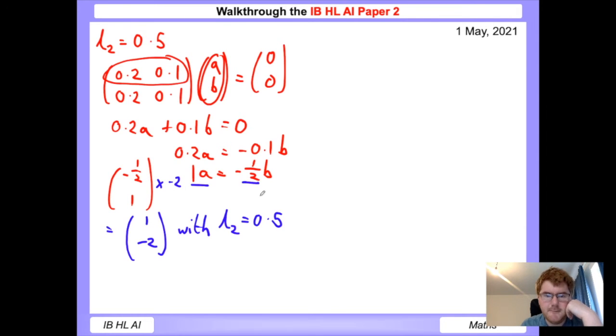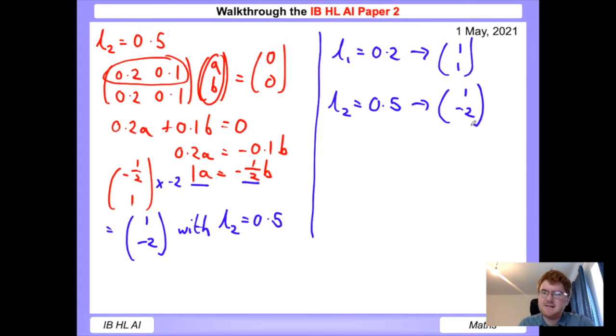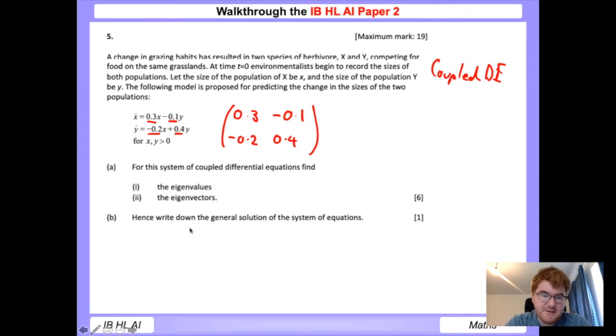So if I write the full answers here, lambda 1 was equal to 0.2. This is associated with 1, 1. Lambda 2 is associated with 0.5. And then we have 1, minus 2 as my eigenvectors. All good. Okay, so we've got our eigenvalues and eigenvectors from the first part.